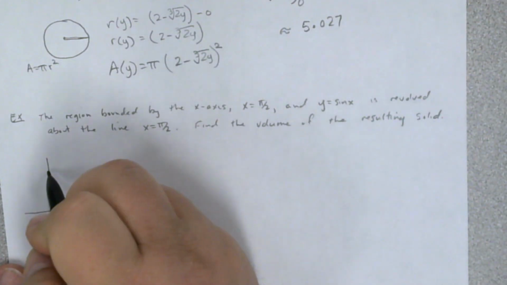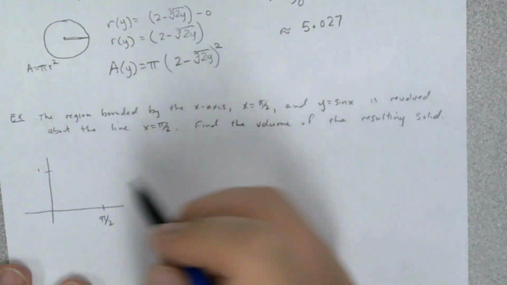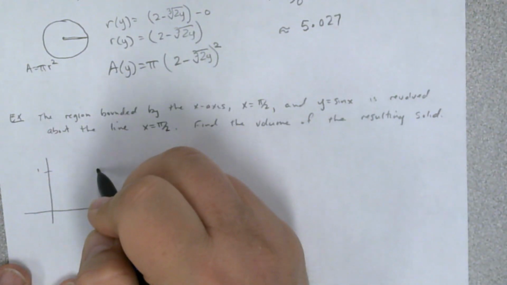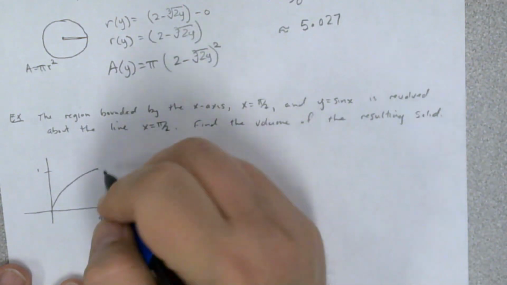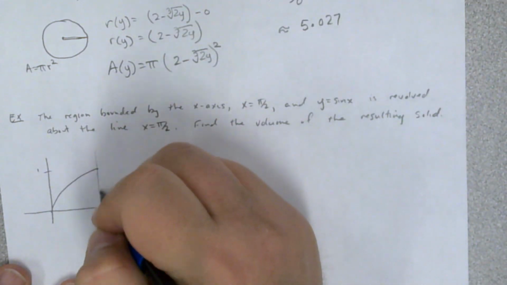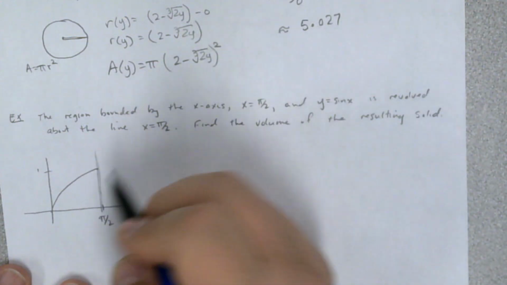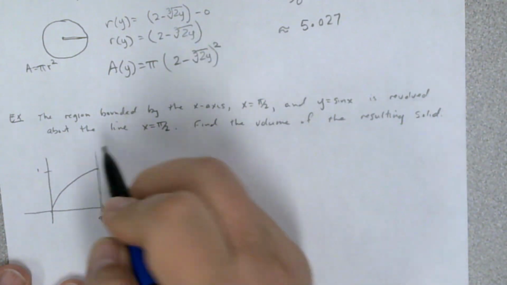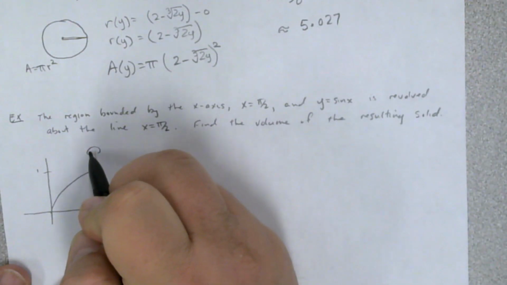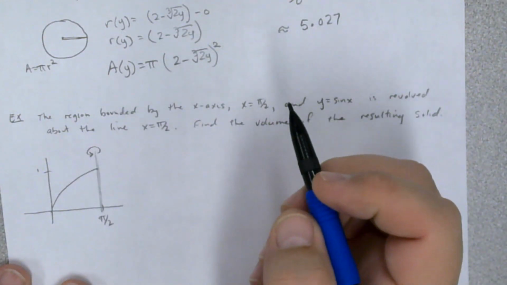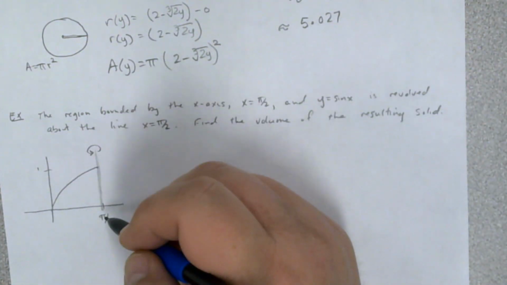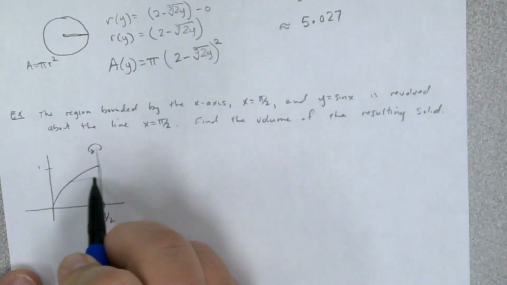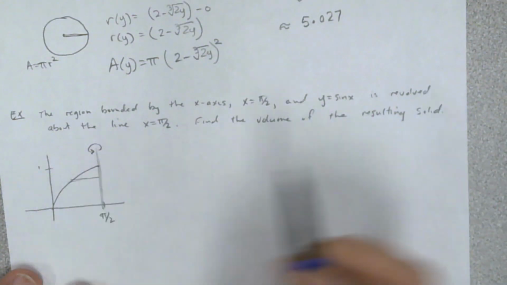This is a sine curve. So at pi over 2, the sine is 1. At 0, it is 0. So it's basically just this curve like that. And then you have this right here. And that is my axis of revolution also. Okay. Since the axis of revolution is vertical, our cross sections have to go horizontally like that, which means we have a dy.